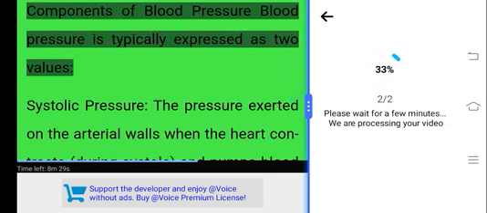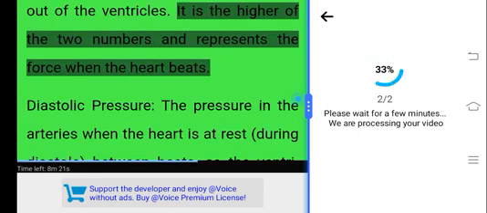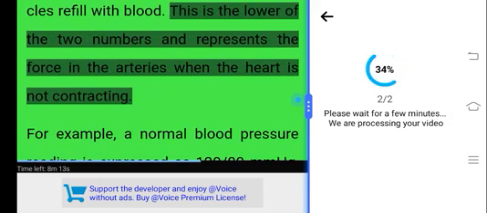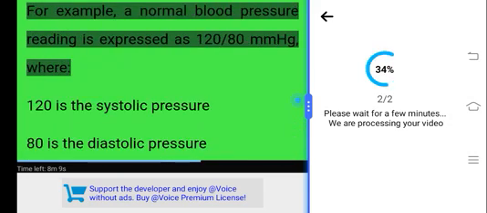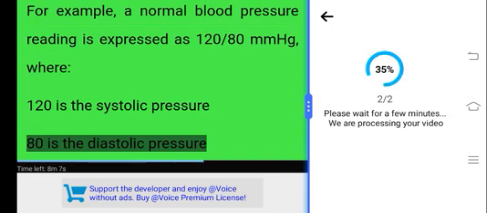Components of blood pressure. Blood pressure is typically expressed as two values. Systolic pressure: the pressure exerted on the arterial walls when the heart contracts during systole and pumps blood out of the ventricles. It is the higher of the two numbers and represents the force when the heart beats. Diastolic pressure: the pressure in the arteries when the heart is at rest during diastole between beats, as the ventricles refill with blood. This is the lower of the two numbers and represents the force in the arteries when the heart is not contracting. For example, a normal blood pressure reading is expressed as 120 over 80 millimeters of mercury, where 120 is the systolic pressure and 80 is the diastolic pressure.